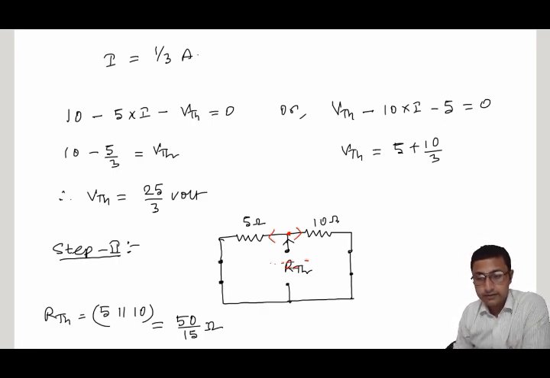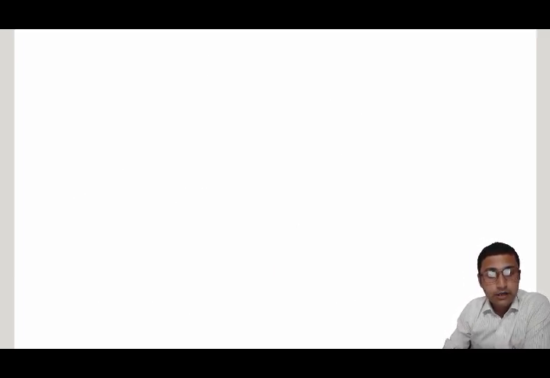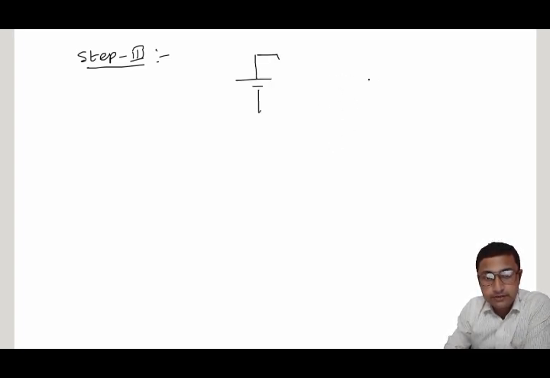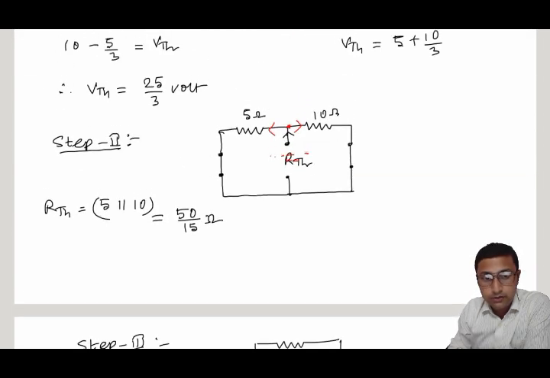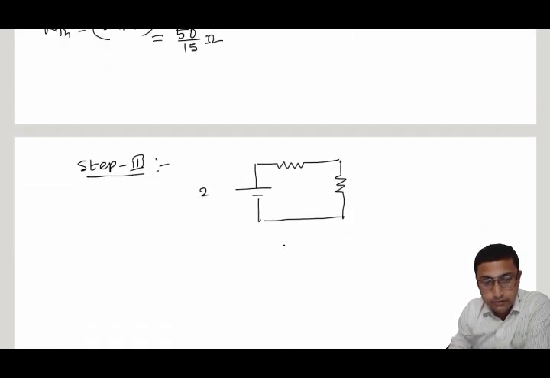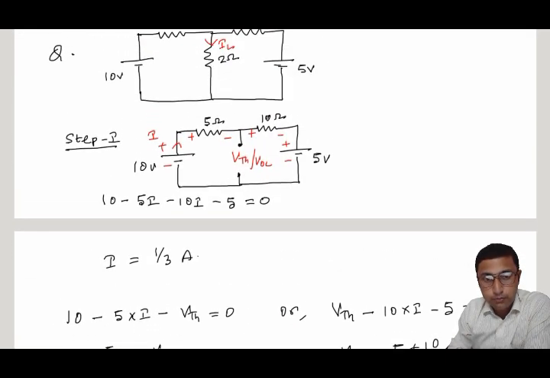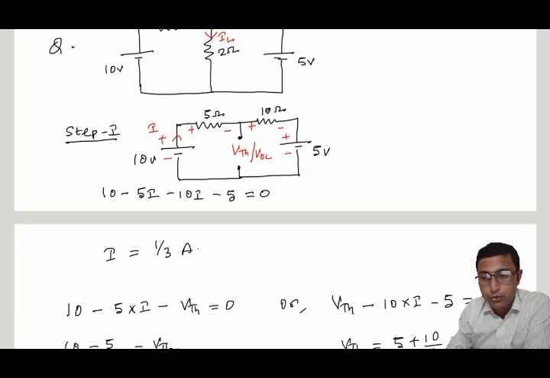Okay. Next you have to measure the load current, so step 3. First, draw the Thevenin equivalent circuit, that is basically VTH, RTH and RL. Your VTH from step 1 was 25 by 3 volt, RTH is 50 by 15 ohm, and RL was 2 ohm as per the question. This is your RL, 2 ohm.